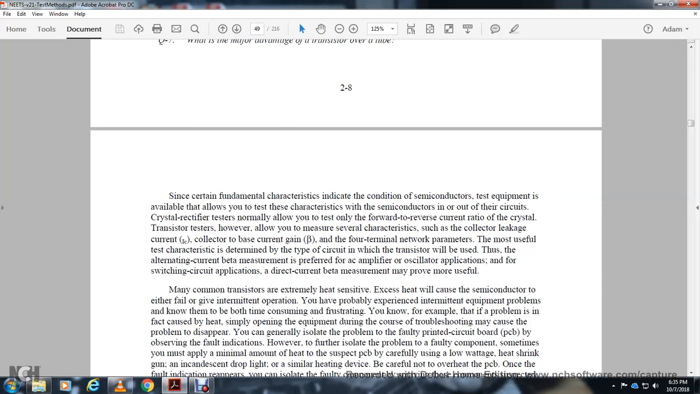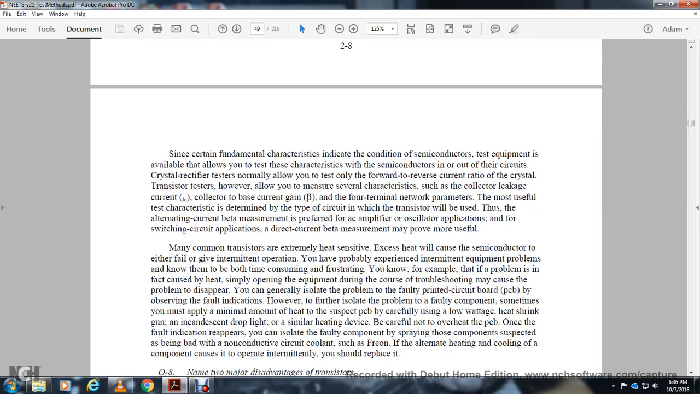For crystal rectifiers, the tests normally allow you to check the forward to reverse current ratio. For transistors, however, they allow you to measure several characteristics, such as collector leakage, collector to base gain, and four-terminal network parameters. The most useful of the test characteristics is determined by the type of circuit where the transistor will be used. With alternating current, beta measurement is performed for AC amplifier and oscillator applications. For switching circuit applications, the direct current beta measurement may prove more useful.